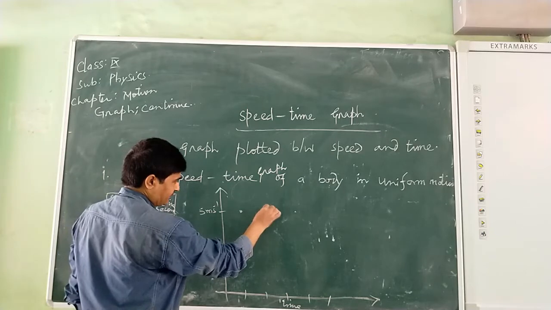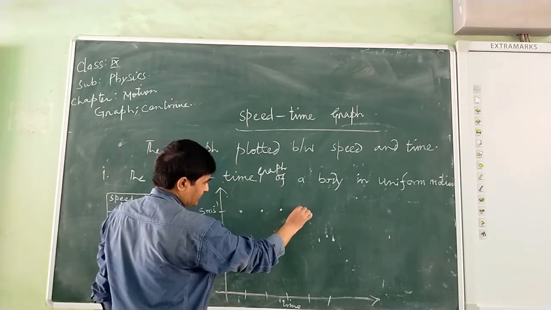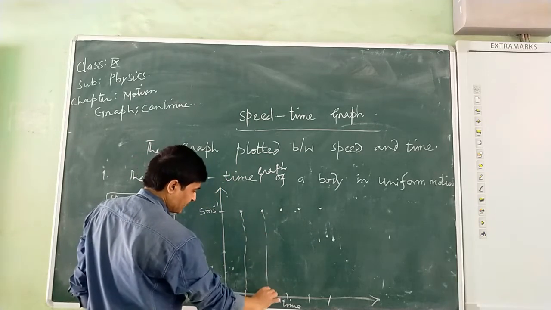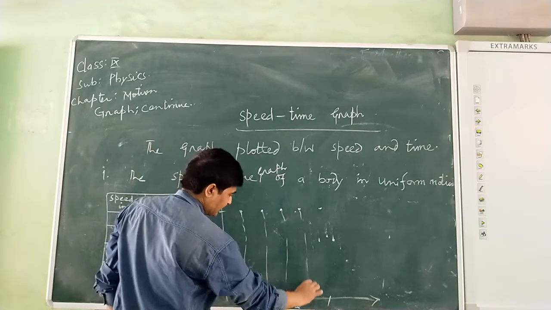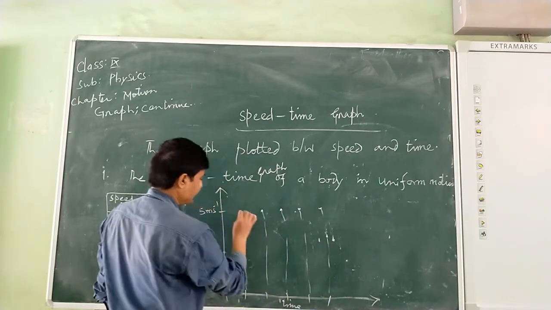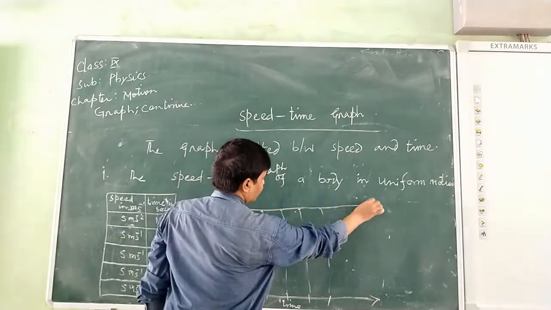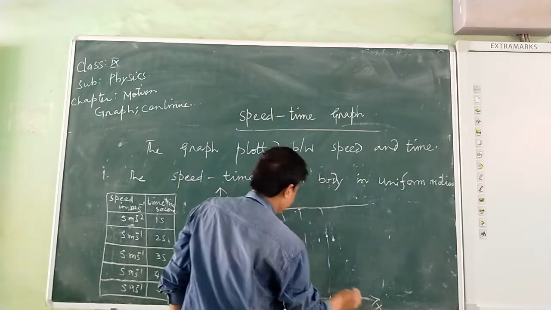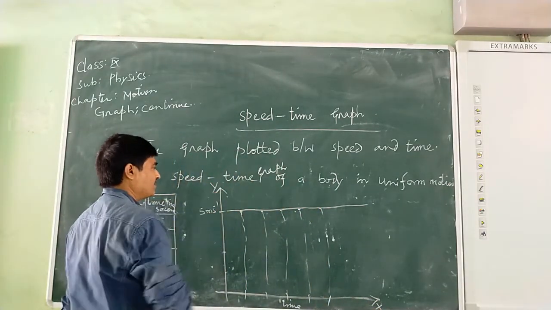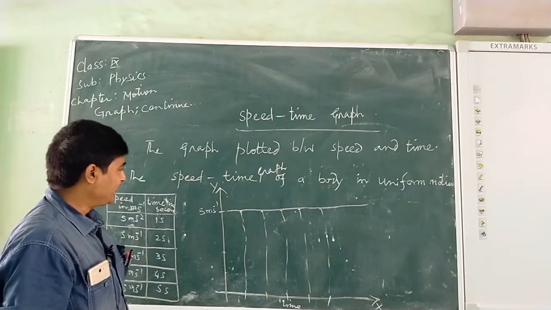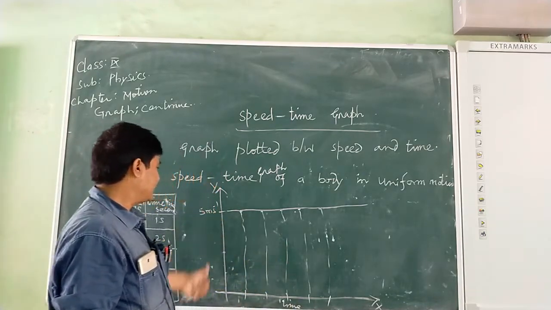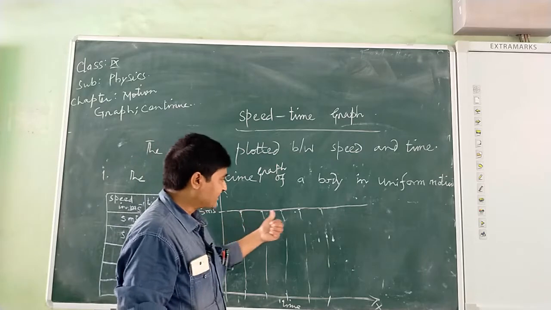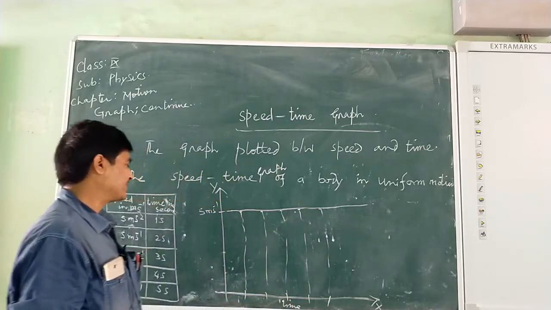There are 5 points on the same line obtained in the graph: 1 second, 2 seconds, 3 seconds, 4 seconds, 5 seconds. These 5 points are on the same line, which is a straight line parallel to the time axis. Hence, like the distance time graph of a body at rest, which was a straight line parallel to the time axis, here also the speed time graph of a body in uniform motion is a straight line parallel to the time axis.